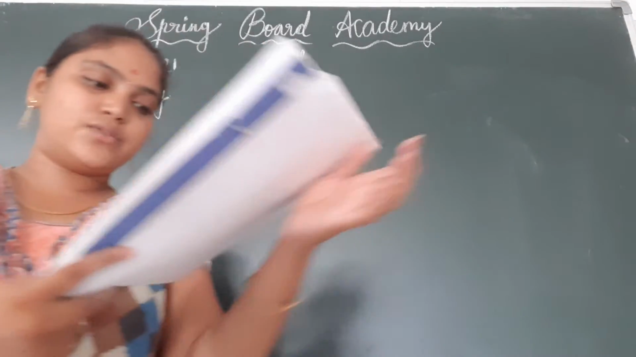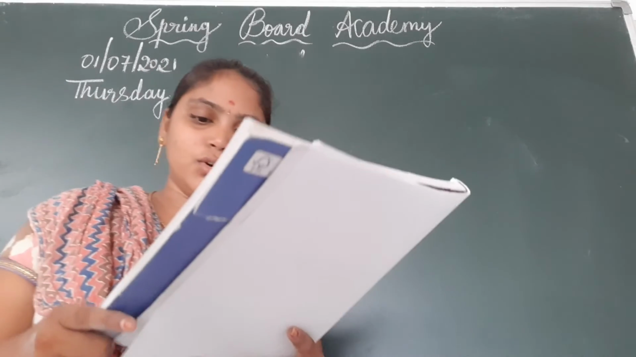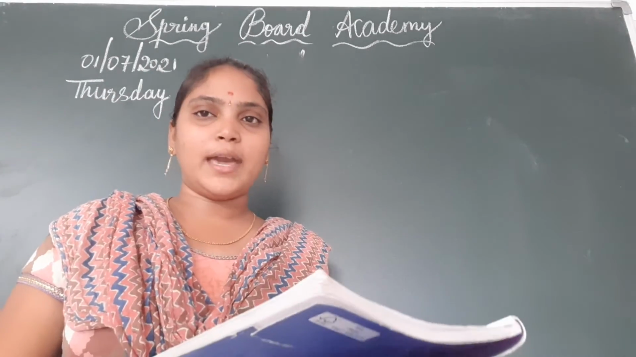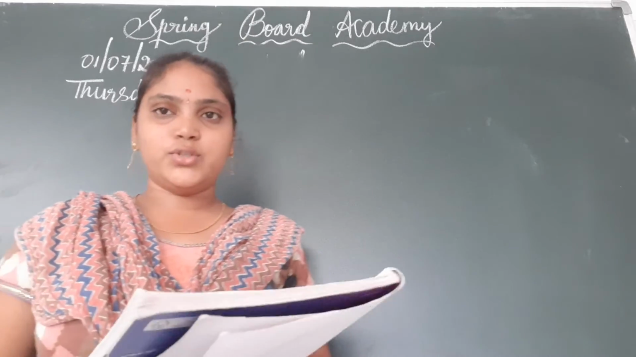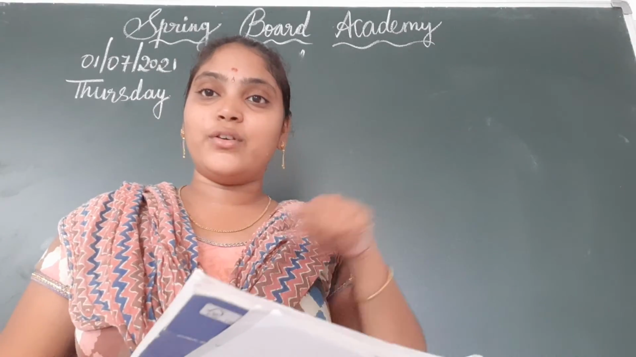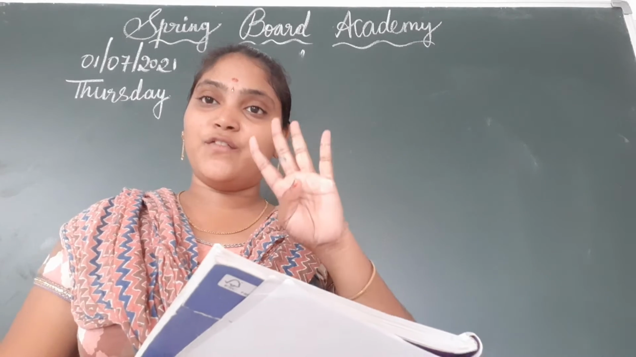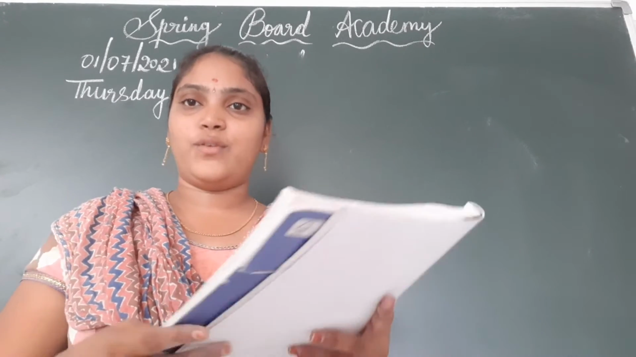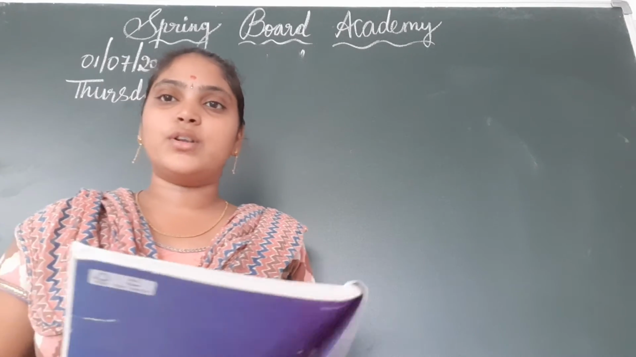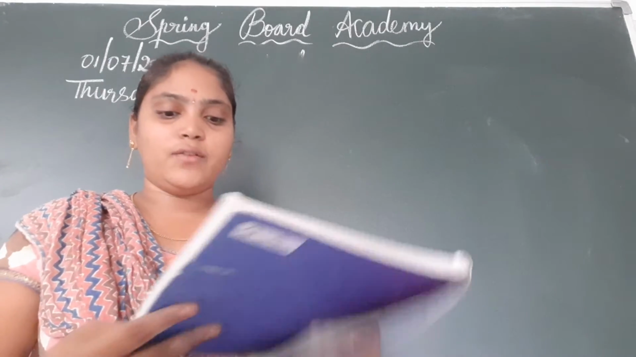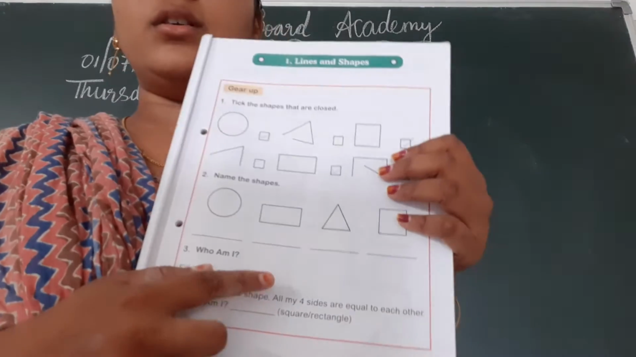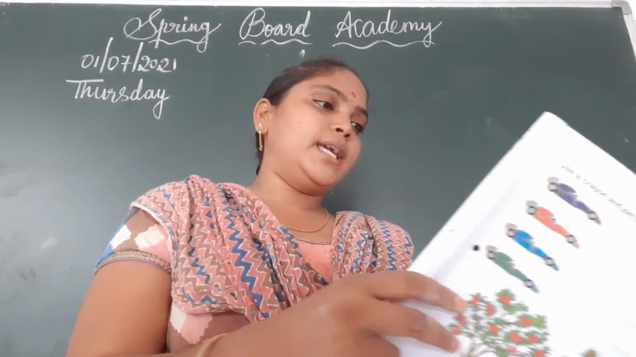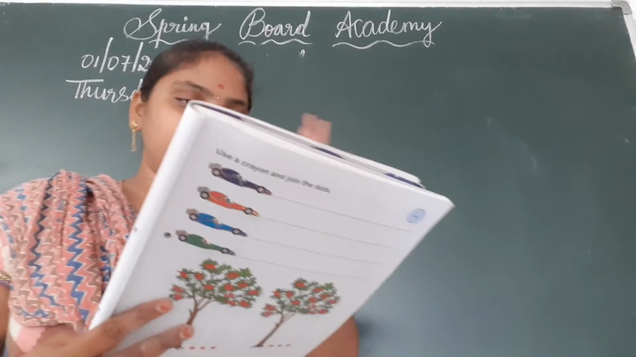For example, the first one I am explaining. I am a closed shape. All my 4 sides are equal to each other. Who am I? So which shape has 4 sides and 4 equal sides? Yes children, square. A square has 4 sides and they are equal. So here you have to write square. Like that you have to complete the remaining B, C, D.